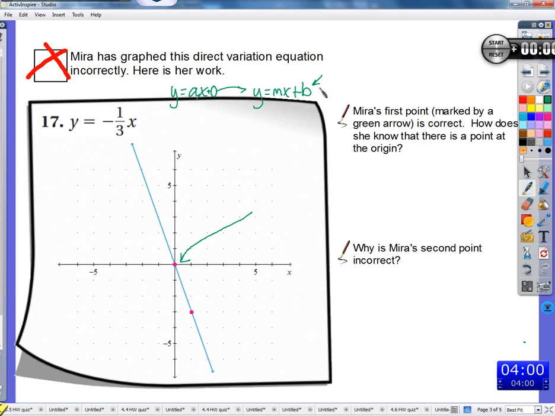What does the B represent in this slope-intercept form? When you go to graph y equals mx plus b, what is the b as you're graphing it? It's the y-intercept. It's where your graph is going to intercept the y-axis. And since all direct variation equations have a 0 right here, they don't have a b other than 0, then the y-intercept must be 0. All direct variation equations go through the origin. So the y-intercept of all direct variation graphs.